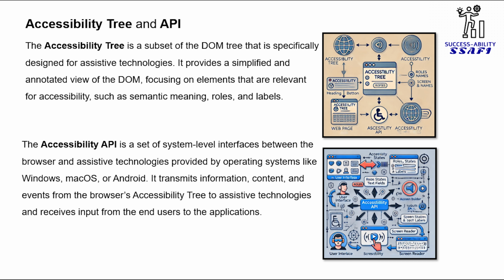It allows assistive technologies to interact with applications, including web browsers. The accessibility API transmits information, content, and events from the browser's accessibility tree to assistive technologies and receives input from their end users, bringing it back to applications. As it was said, it is a two-way interaction.